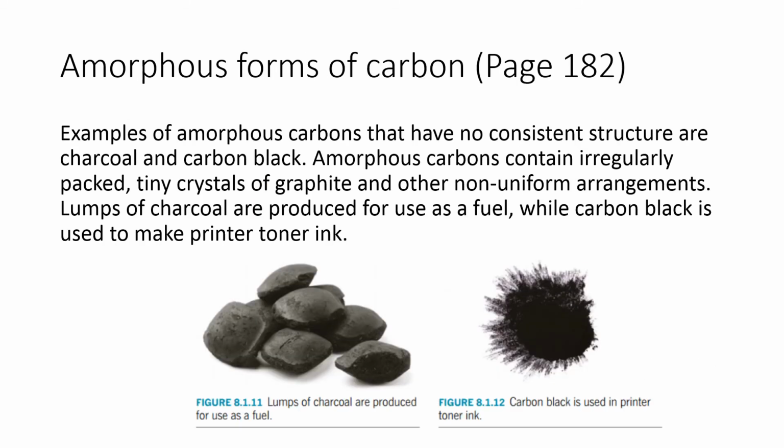So we are almost towards the end. Now we are talking about amorphous forms of carbon. As mentioned before, when we talk about amorphous forms of carbon, we're talking about irregular shapes. So for irregularly shaped carbon, there is no one particular structure, and there are 2 main types of amorphous carbon. We have charcoal, we have carbon black. Amorphous carbon contains irregularly packed tiny crystals of graphite and other non-uniform arrangements. It says lumps of charcoal are produced for use as a fuel, while carbon black is used to make printer toner ink. So these are the 2 main examples.